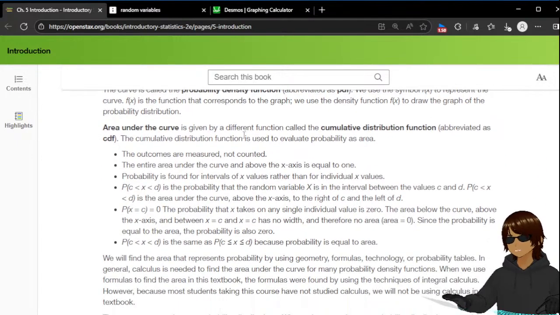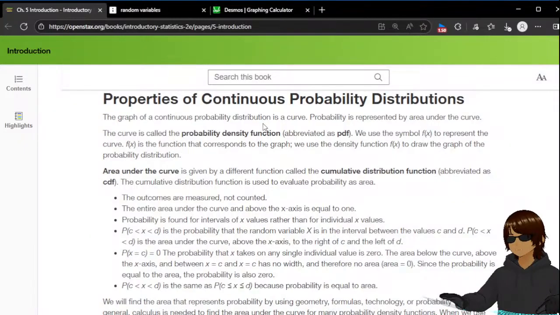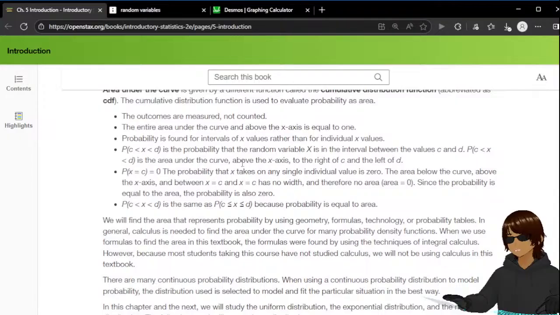Area under the curve is given by a different function called the cumulative distribution function. The cumulative distribution function is used to evaluate probability as area. The outcomes are measured, not counted. The entire area under the curve and above the x-axis is equal to 1.